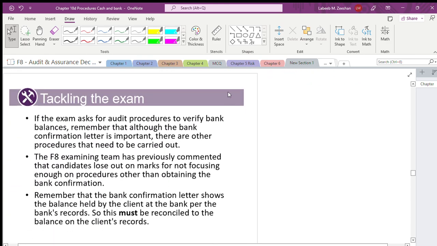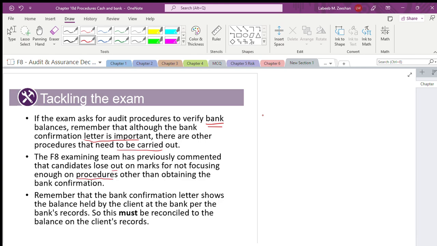In examination, if they ask for audit procedures, verify bank balances, they will not ask that much. 2-3 marks, not more than that. Although the bank confirmation letter is important, there are other procedures to be carried out. Students lose marks because they are not focusing on the procedures.